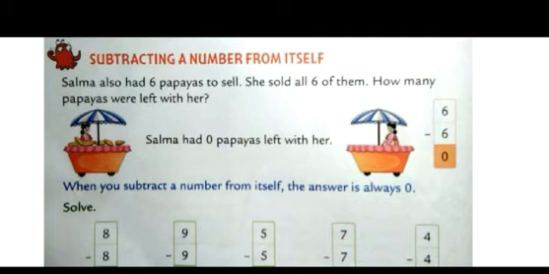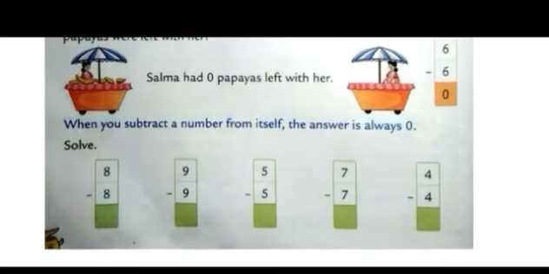Now see, here she had 6 papayas and she sold all the 6 papayas. So how many are left with her? 6 minus 6, 0. 0 papayas are left with her because from how much she was having, she sold all of them. When she sold all of them, that means she had nothing left with her. 0. Okay, scholars.